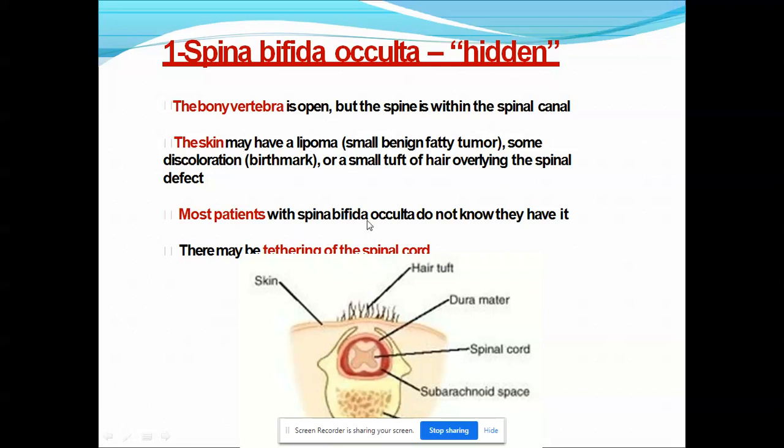Most patients with spina bifida occulta do not know that they have it, and there may be tethering of the spinal cord. So as you can see in this picture, we have the subarachnoid space, the spinal cord is present, the dura mater is present, but posteriorly there is a defect. Okay. So the spine is within the spinal canal. It will not rupture the skin, and the deformity will not be out of the skin. It will be inside the skin, but on the outer aspect of the skin, you can only see a hair tuft. So like this, an abnormal hair tuft will be present, but the deformity will be inside.